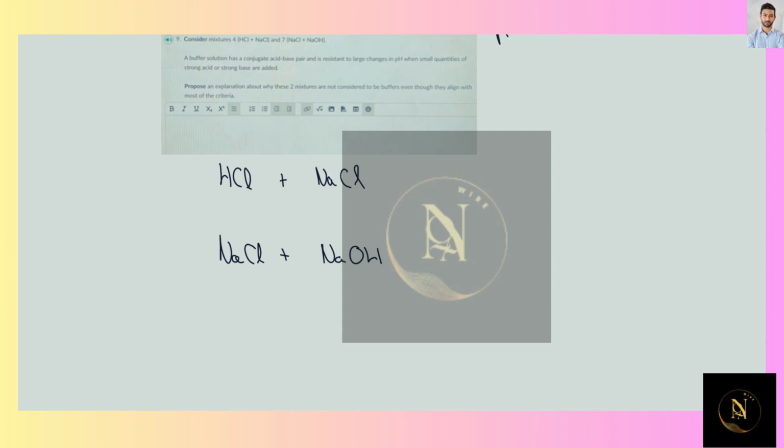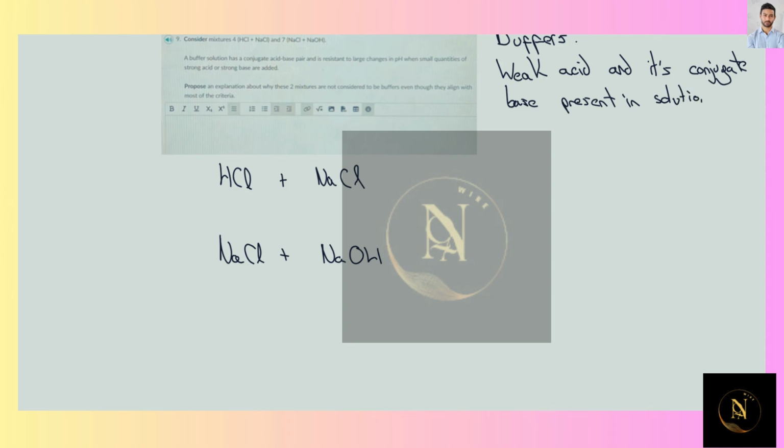So a buffer solution is going to contain a weak acid and its conjugate base present in solution. It needs to be the associated conjugate base to the weak acid. So for example, if we write down a weak acid as HA, then the conjugate base would be A minus.